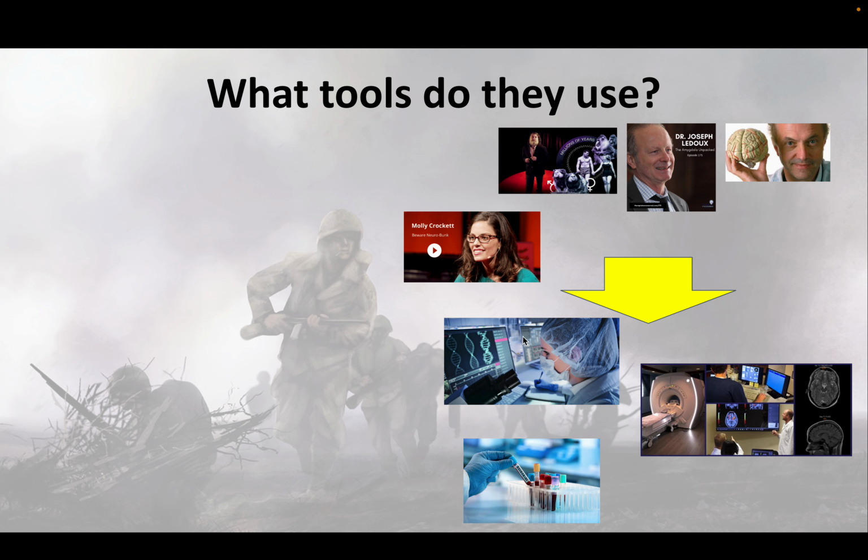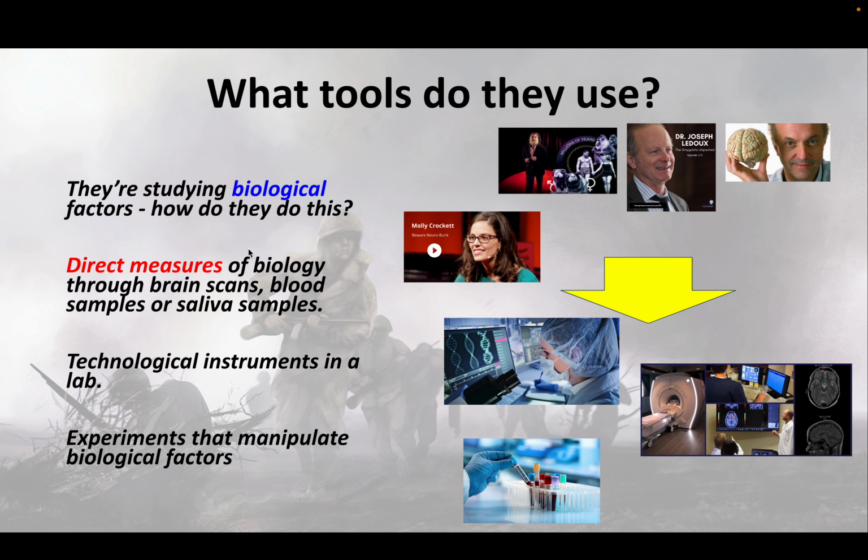They would do genetic testing. So they're studying biological factors through, we could call these direct measures, because it's the researchers getting these numbers, these facts and figures directly from the participants. You could also say they use technological instruments because we can't self-report our amygdala activity or our noradrenaline levels.